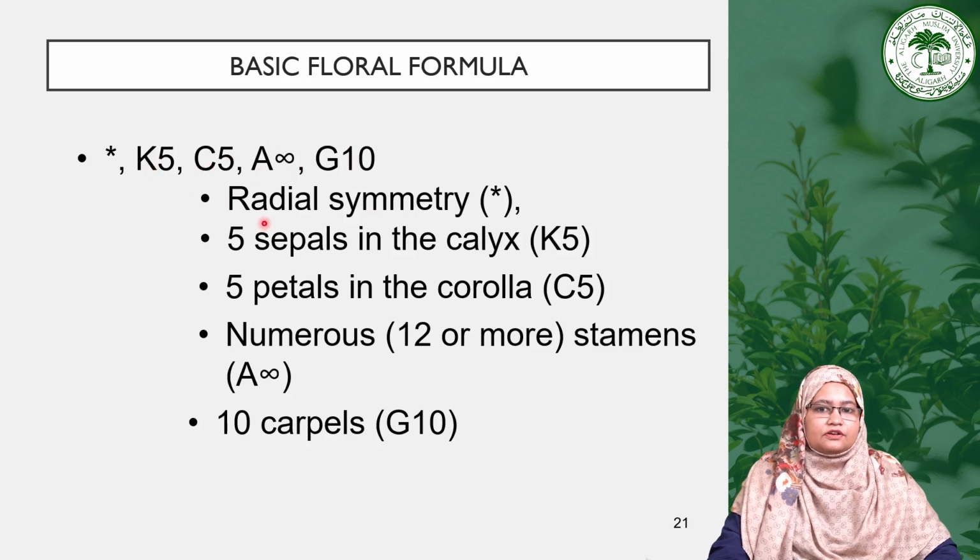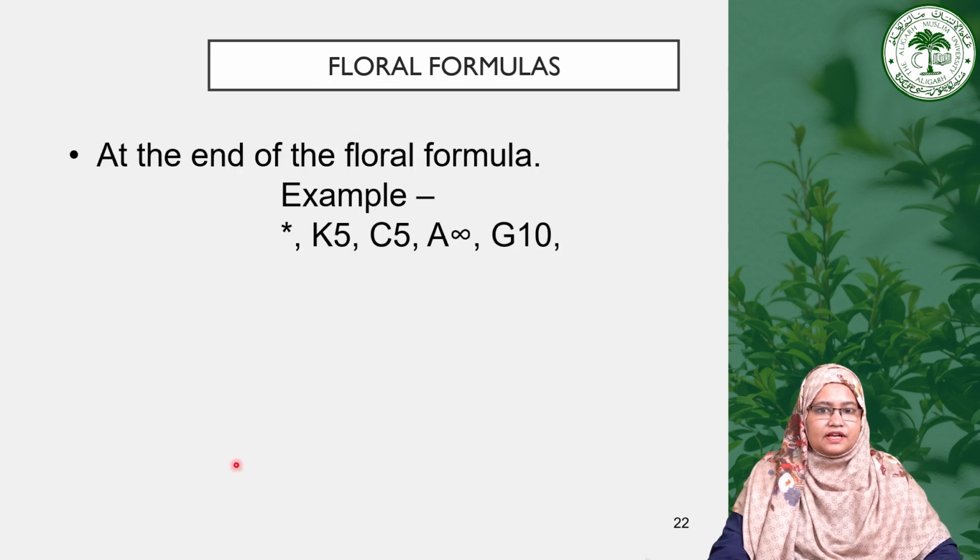and G10. So here it represents a radial symmetry. The number of calyx is 5. They are free. The petals number 5. They are also polypetalous. And the number of stamens is numerous. And the number of carpels is 10. So we have to write like this for the floral formula. And if the gynoecium is superior, then we have to draw a line below the G. And if the gynoecium is inferior, then we have to draw a line above the G.